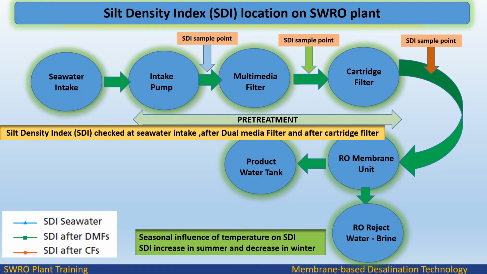Silt Density Index, SDI, location on an SWRO plant. SDI is checked at the seawater intake, after the dual media filter, and after the cartridge filter. Seasonal influence of temperature on SDI: SDI increases in summer and decreases in winter.